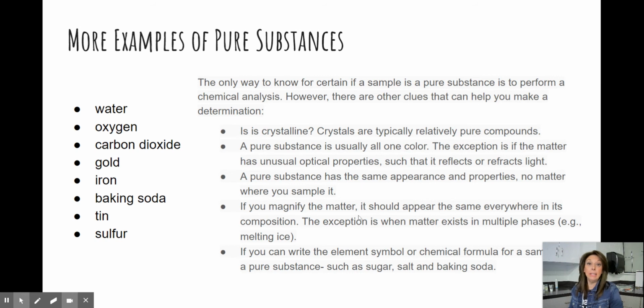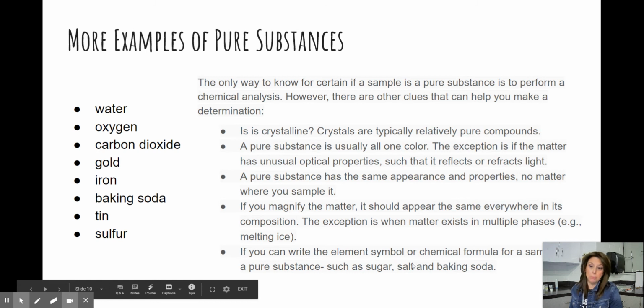If you can write the element symbol or chemical formula for a sample of a pure substance, such as sugar, water, and baking soda, that means it is a pure substance. So sugar is C6H12O6. Salt is a combination of sodium chloride, so that'd be NaCl, and baking soda is sodium bicarbonate.